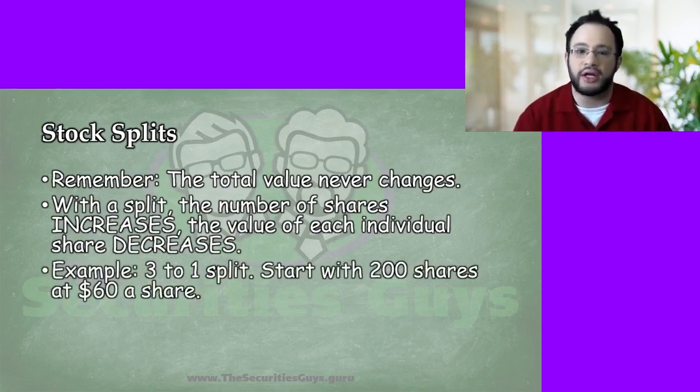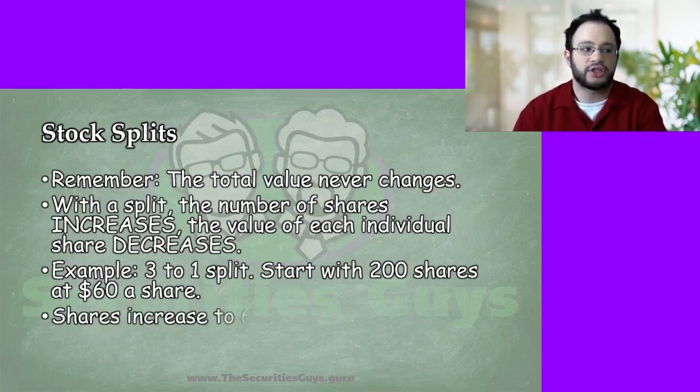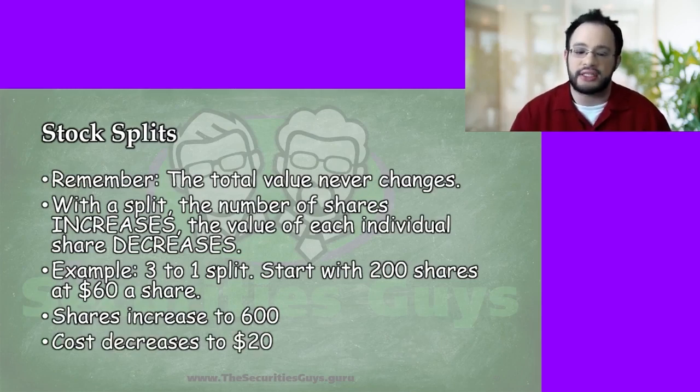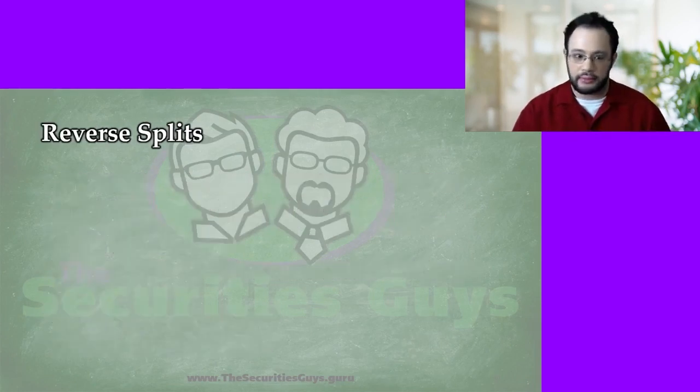Example of a 3-to-1 split. We start with 200 shares at $60 a share. The shares increase to 600. Every 1 share now becomes 3. Since we had 200, 200 times 3 is 600. The cost is going to decrease to $20. Notice, though, if we look at how much we started with, we had 200 shares at $60 a share. That's $12,000. We ended with 600 shares at $20 a share, the same $12,000. We just have it broken up now into more pieces.